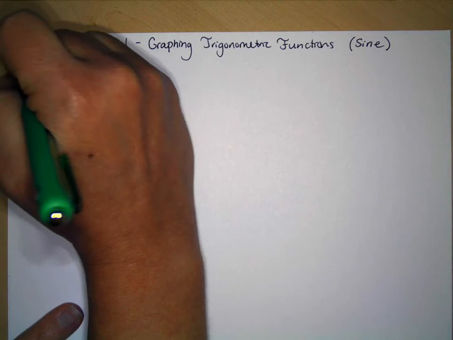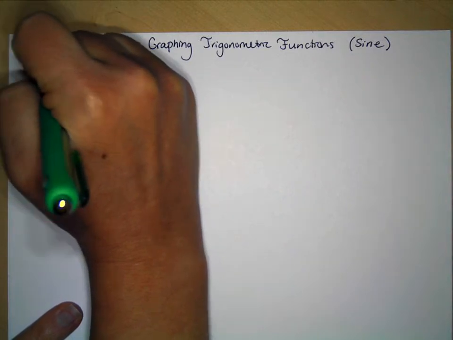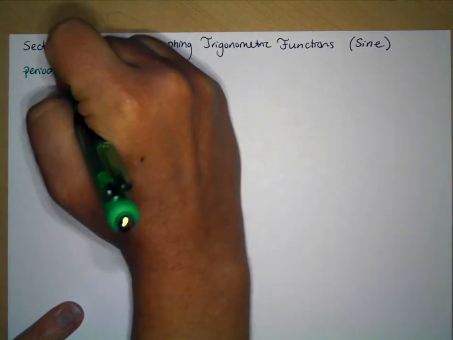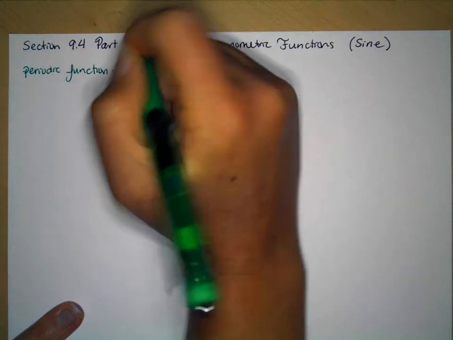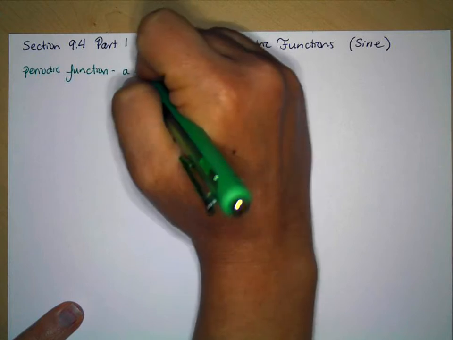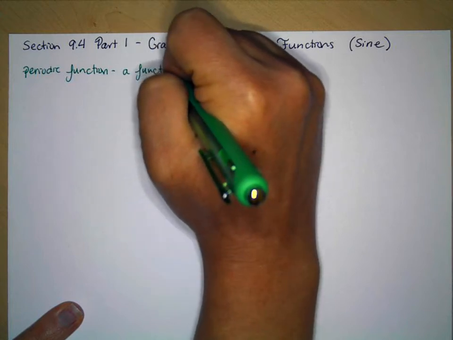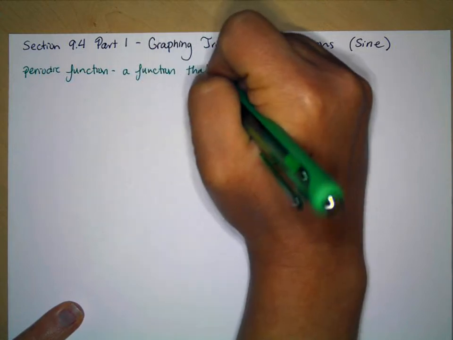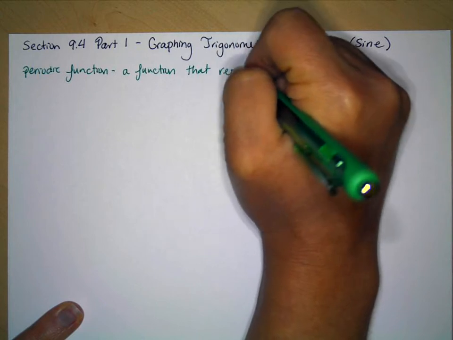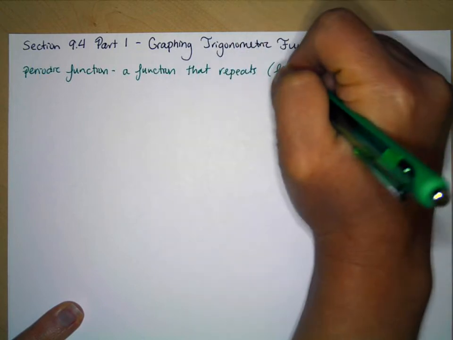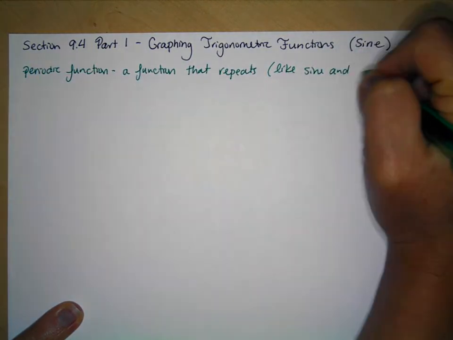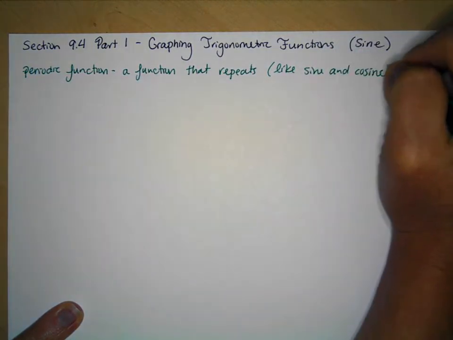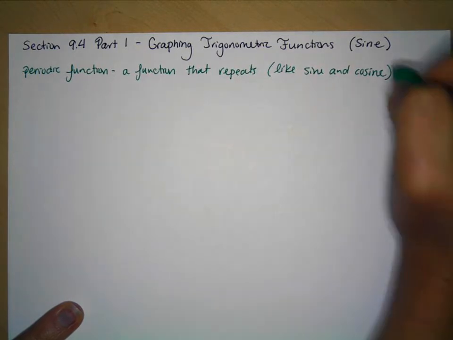A periodic function is a function that repeats. And you'll see sine and cosine are both examples of periodic functions.